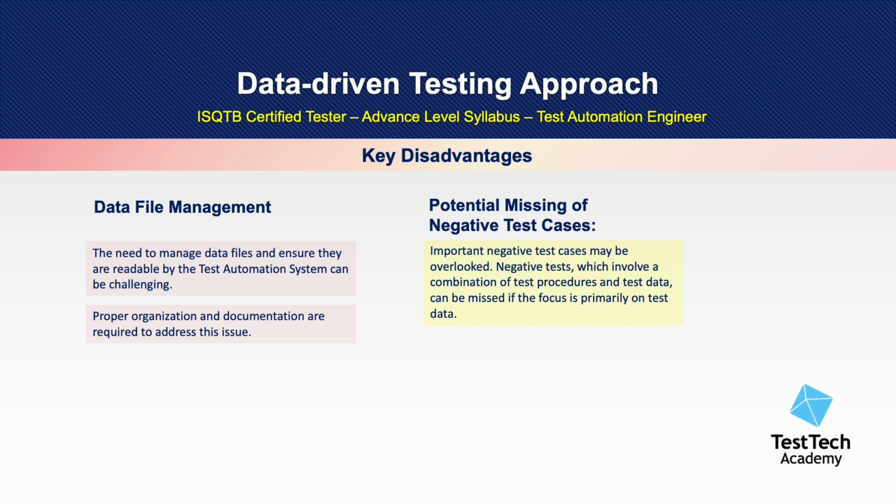To summarize, while data-driven testing has many benefits, it also comes with its challenges. Managing data files requires careful organization and documentation. Additionally, there is a risk of missing important negative test cases if the focus is primarily on test data. Being aware of these cons can help you mitigate their impact and ensure a more effective testing process.